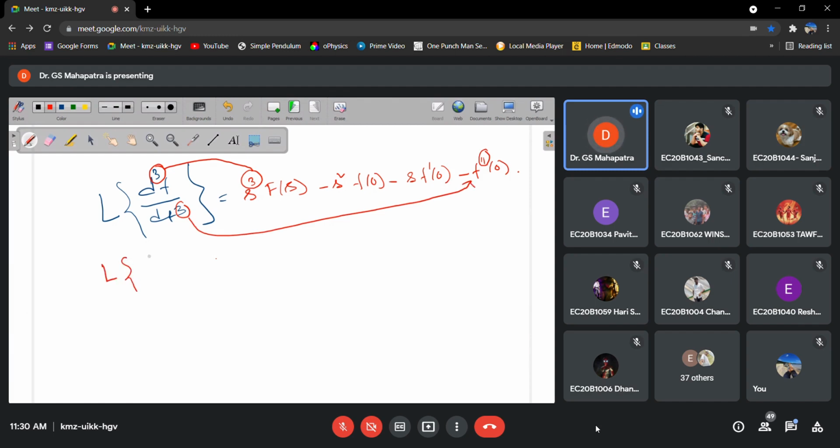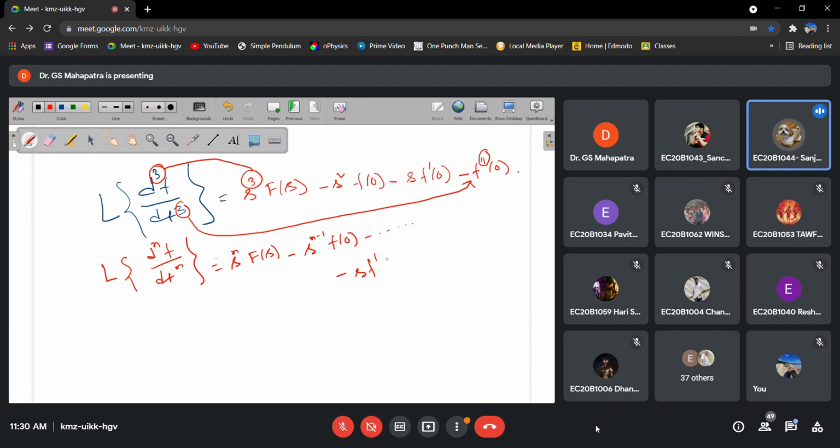So the Laplace transform of d n f by dt n, this is the answer. Just say first and two steps last. First term is s to the power n into capital F of s minus s power n minus 1 into f of 0. Then we will write the last two: s into f dash of 0 minus f to the power n minus 1 of 0. So what? Minus the derivative of f, sir. This one or minus 1.